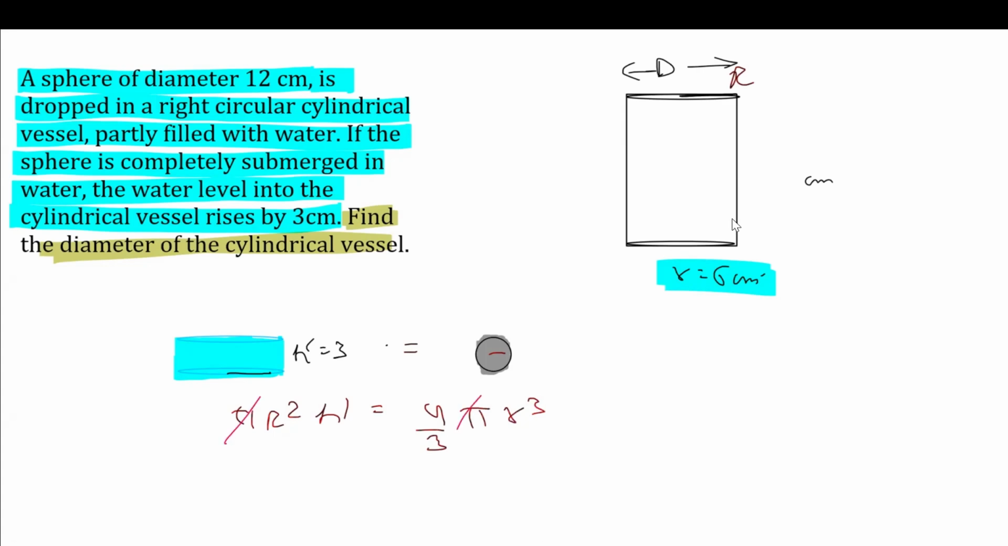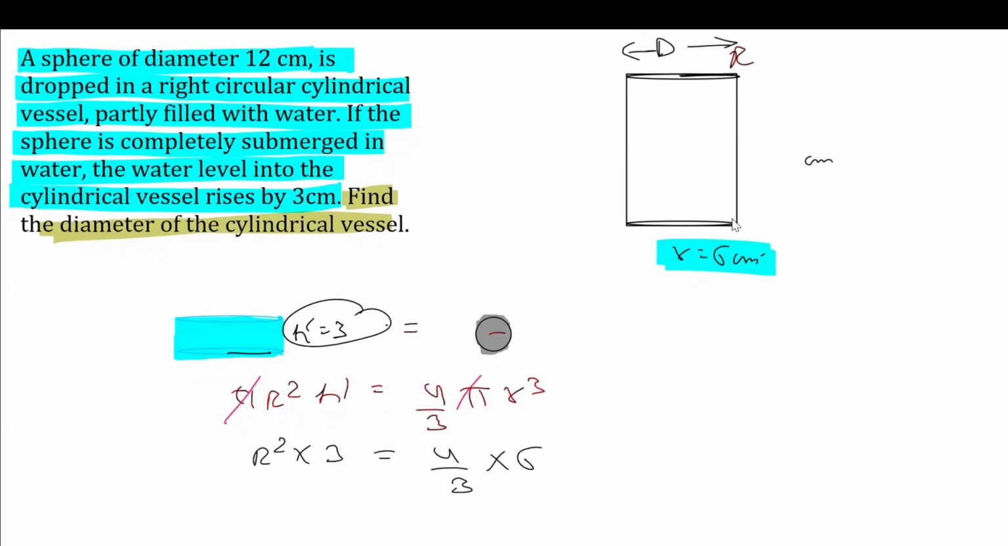So pi and pi get cancelled. So we have this R square, which is what we have to determine, times H dash, which is 3 right over here, is equal to 4 over 3, and this radius is how much? We have this radius as 6. So 6 into 6 into 6. So this can get cancelled by 2 times, and I can cancel this 3 with this 6 with 2 times. Check what we are getting. R square as what? We have on the right hand side 4 into 6 into 4, right?